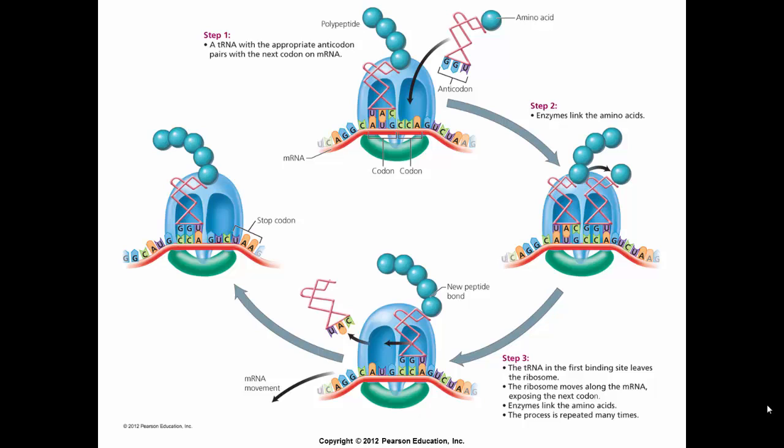In step 1, the transfer RNA with the appropriate anticodon is going to pair with the next codon on the messenger RNA. Enzymes are going to link these amino acids, and the transfer RNA in the first binding site is going to leave the ribosome. Again, it's not consumed into this growing protein. The ribosome is going to move along the messenger RNA, exposing the next codon. Enzymes are going to link the appropriate amino acid, and this process is repeated multiple times.